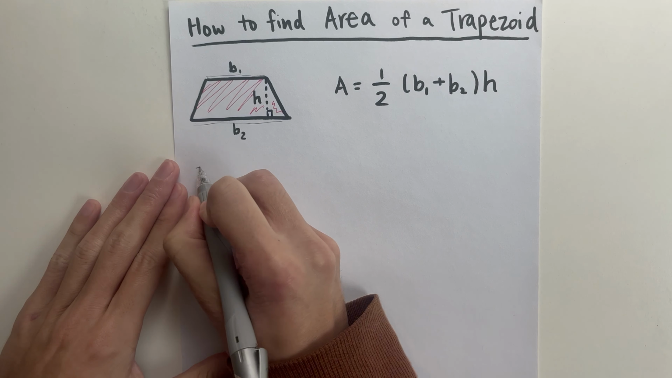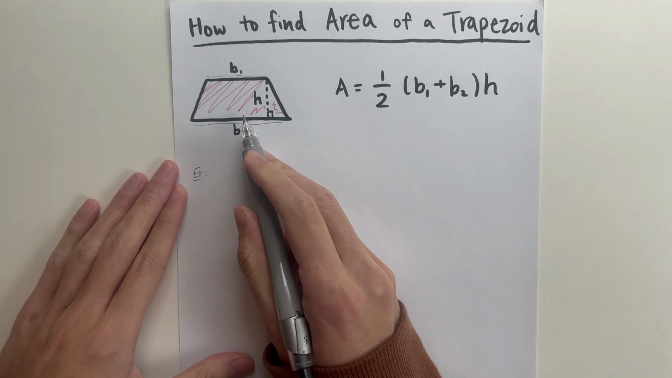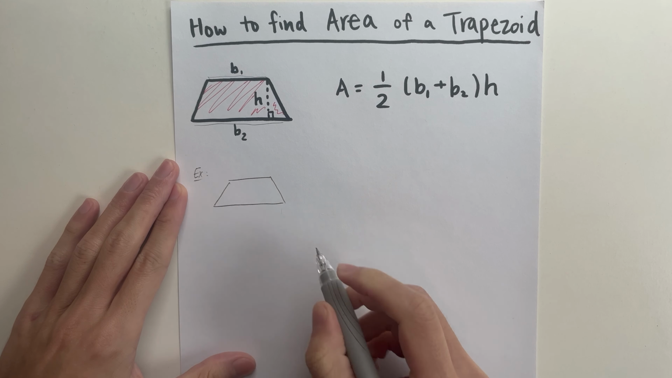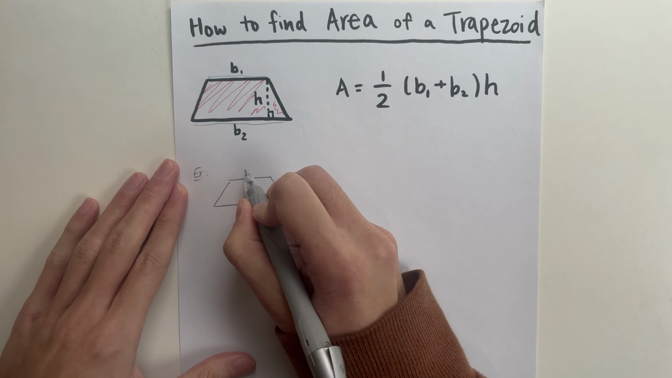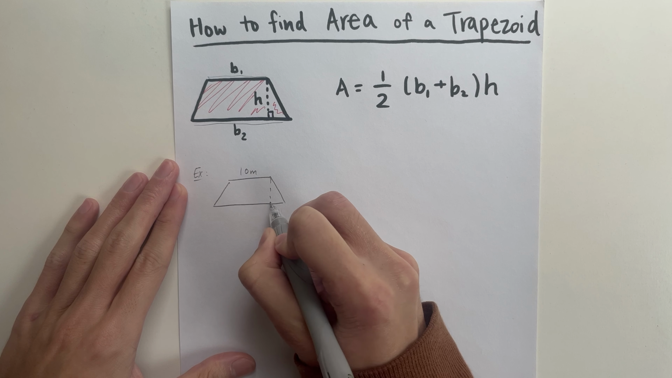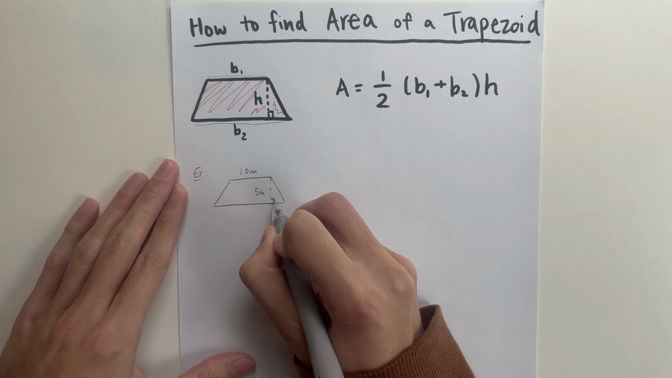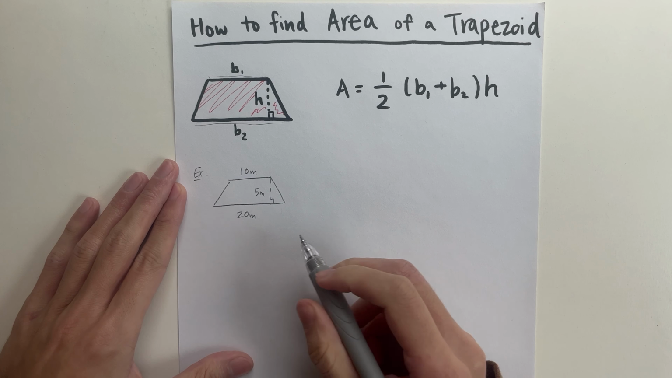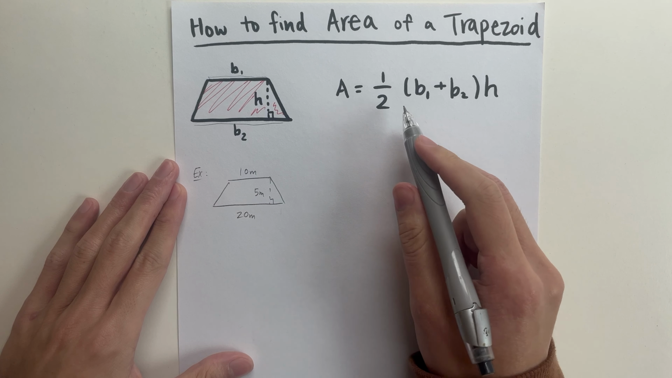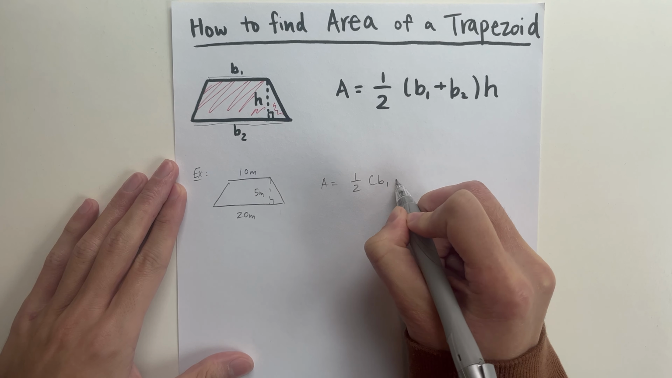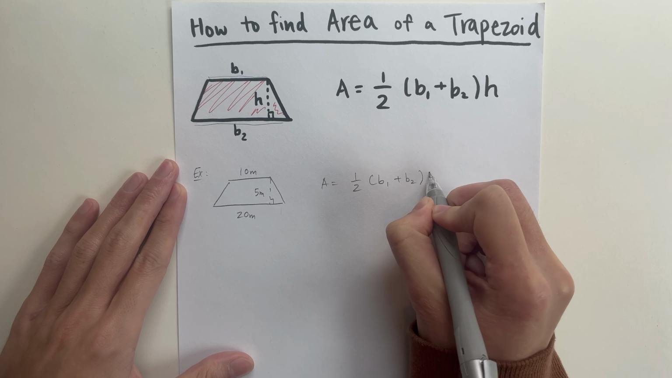So the first example, let's say that we have a trapezoid similar to this one right over here. And we're given that the base 1 is 10 meters, the height is 5 meters, and base 2 is 20 meters. So we're essentially going to plug it into this formula. So area equals 1/2 base 1 plus base 2 times the height.